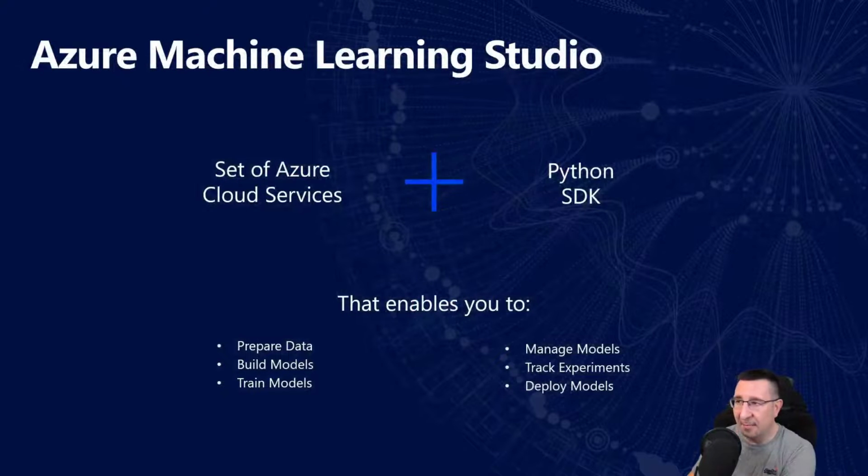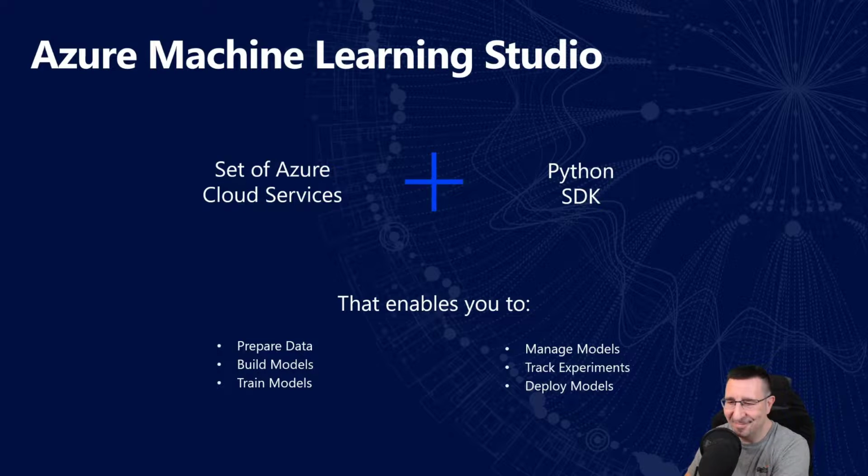And then we have what we call the Azure Machine Learning Studio, which is a set of Azure cloud services and a Python SDK that enable us to prepare data, build and train models, manage models, track experiments, and deploy models, everything that we may think we want to do in the machine learning workflow, the one that we saw when we introduced the main concepts in chapter 0. I'll put a link up there.